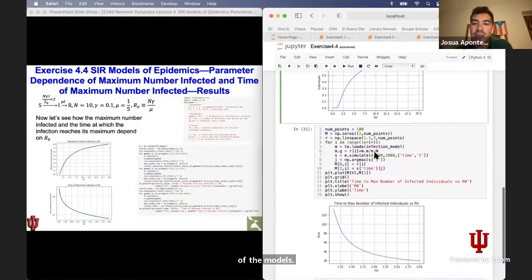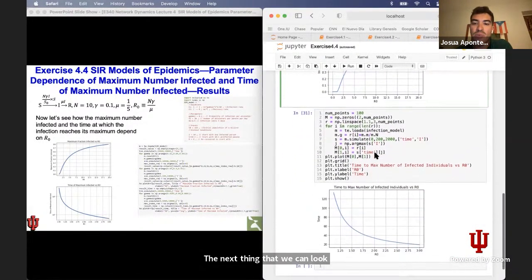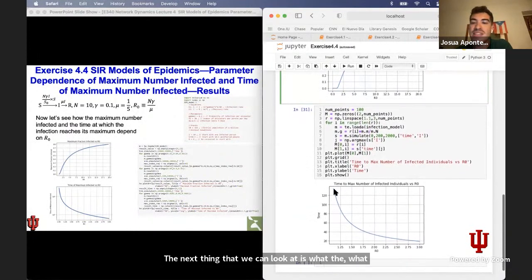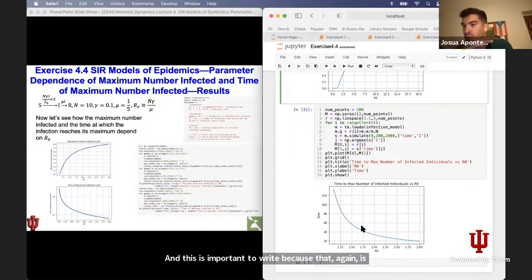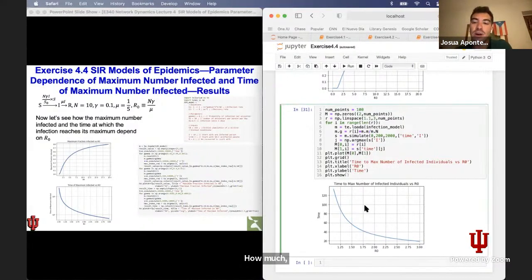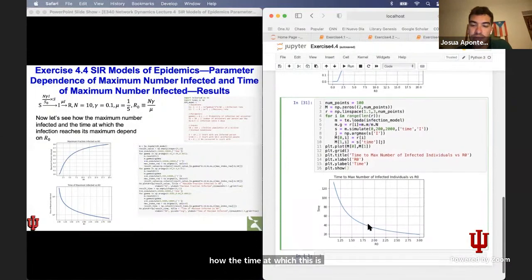The next thing that we can look at is the time at which this maximum is reached. And this is important too, right? Because that again is the concept of flattening the curve. We want to delay as much as possible the time at which this is reached.